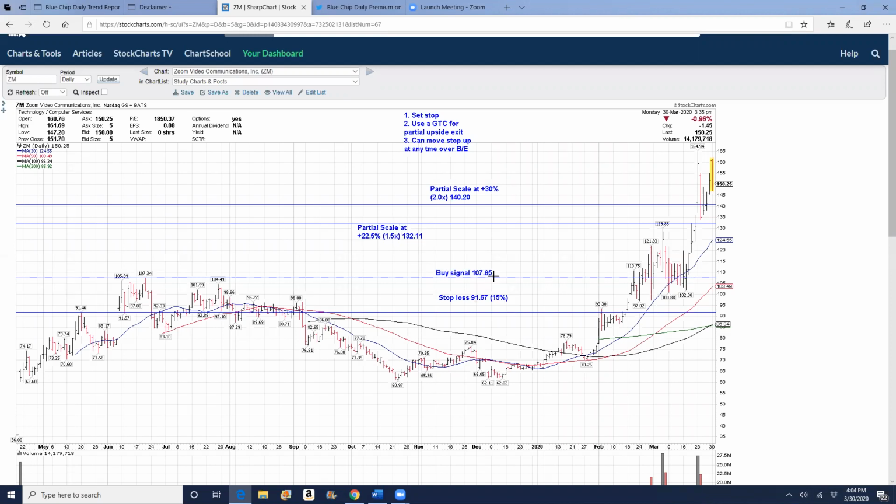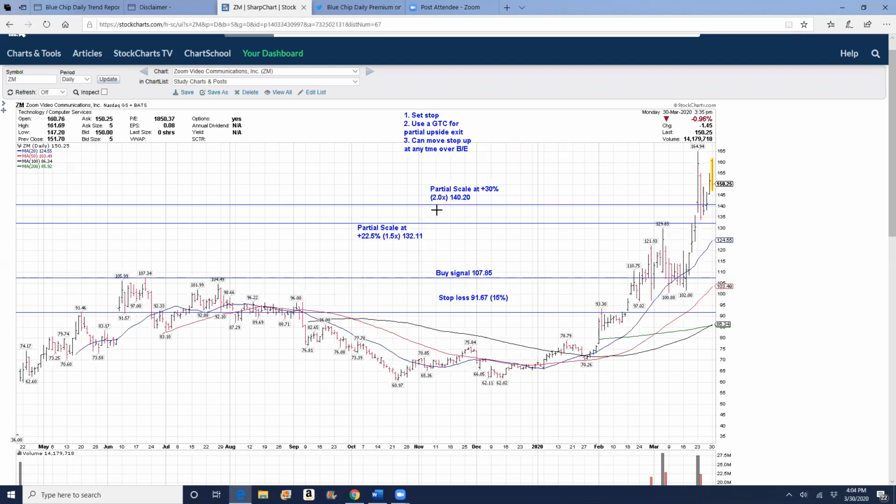So the trader gets the position, they go in and they set the stop, and then they can set another GTC order for 132.11. And they can obviously determine if they want to sell half of the position, all of the position, a third of the position, whatever it is that they decide. And then if the stock trades up to that level, the GTC order will go off and it will sell whatever piece of the position that the trader designated.